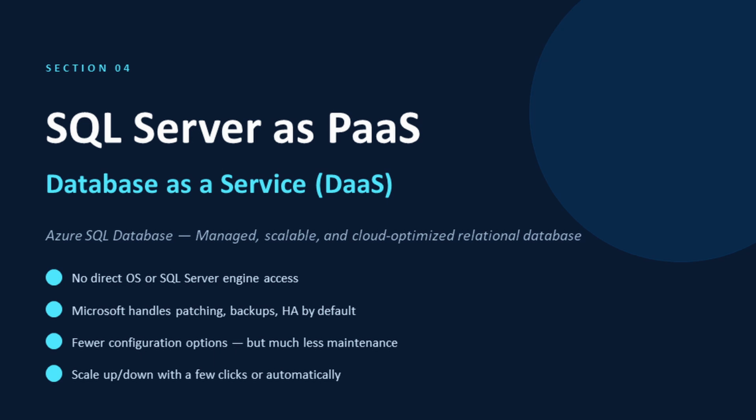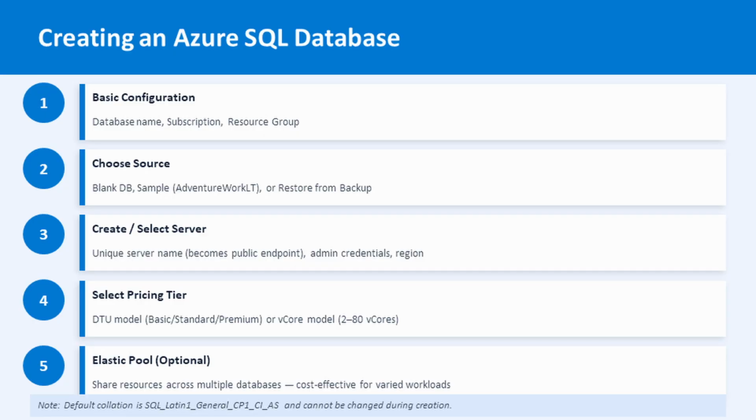Let us look at how to create an Azure SQL database. Creating an Azure SQL database involves 5 main steps, and the process is straightforward from the Azure portal. Step 1 is the basic configuration. You provide a database name, select your Azure subscription, and choose or create a resource group. These are the standard building blocks you use for all Azure resources.